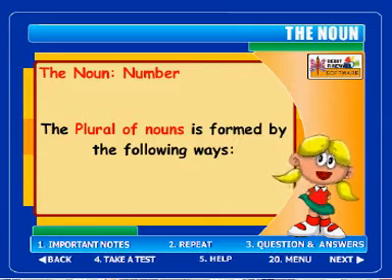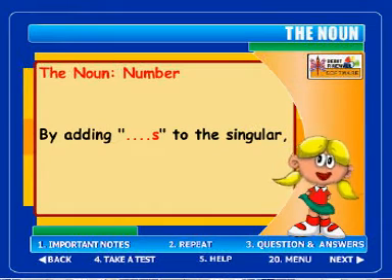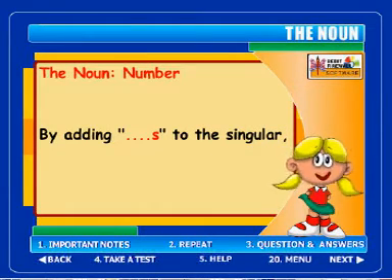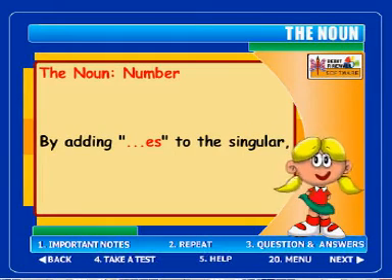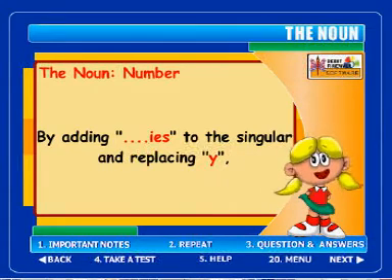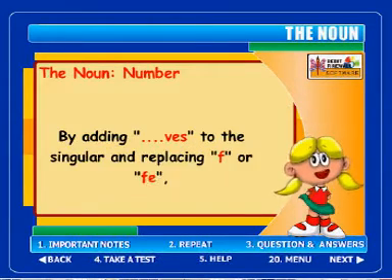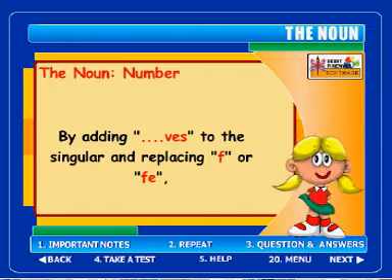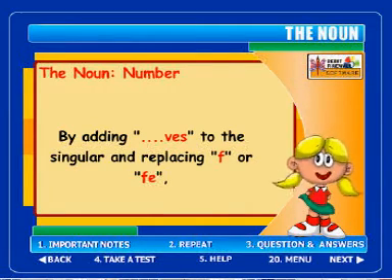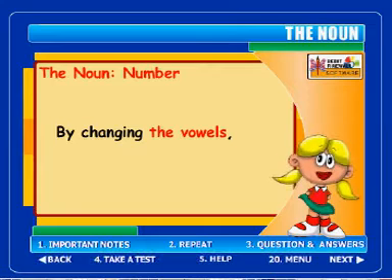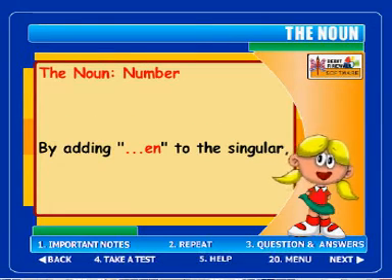The plural of nouns is formed by the following ways: by adding s to the singular, by adding es to the singular, by adding ies to the singular and replacing y, by adding ves to the singular and replacing f or fe, by changing the vowels, by adding en to the singular.